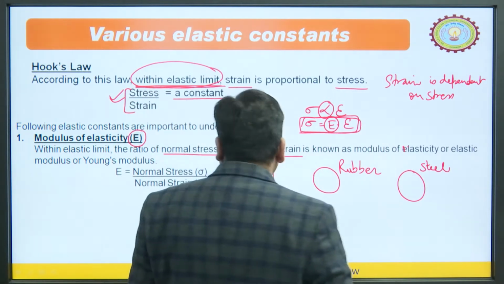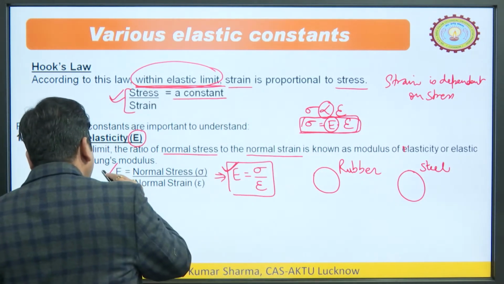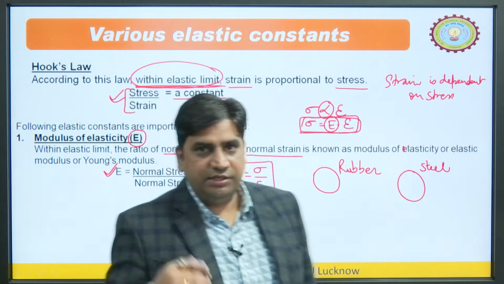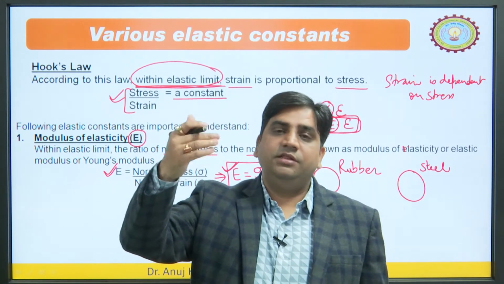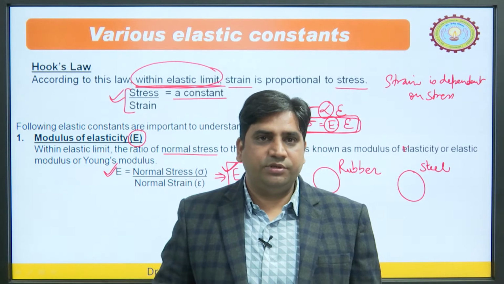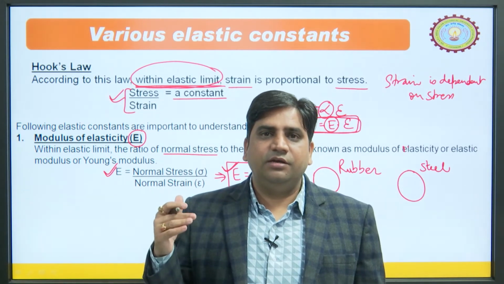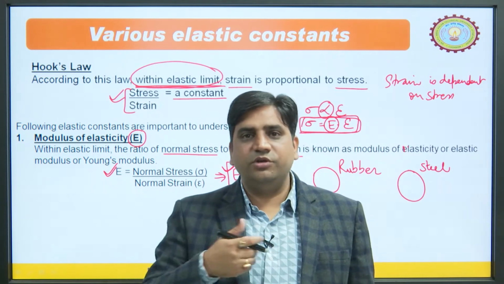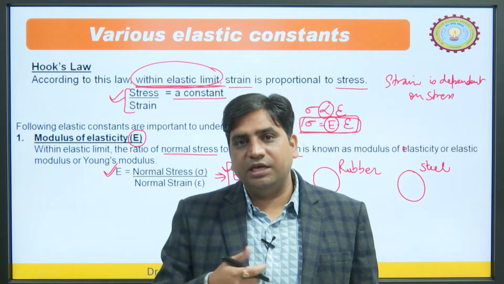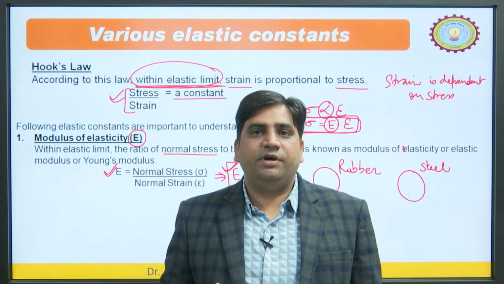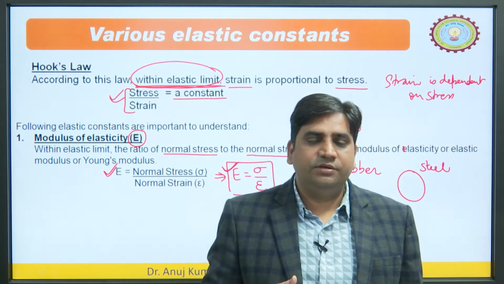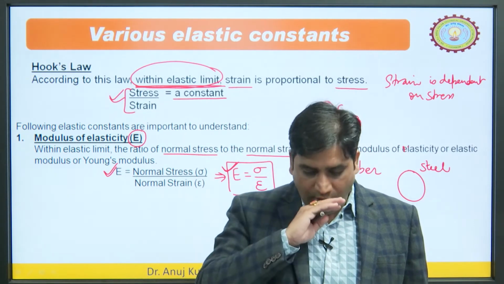The significance of E is that if we need a material of higher elasticity in our design, we can select the material according to this. A high value of E means the material can regain its original shape at a faster rate, right. So, this is the modulus of elasticity.